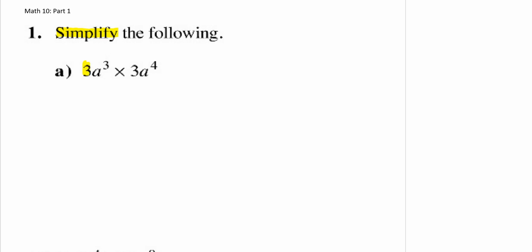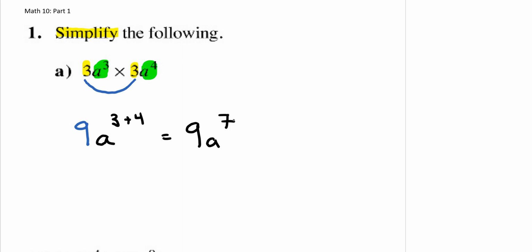As you can see, I have numbers and variables here. So the general rule is you want to multiply numbers with numbers. So 3 times 3 is 9. And the other rule is you want to multiply variables with variables, right? So if the bases are the same, all you have to do is add the powers here. So the variable is a, and we're just adding 3 plus 4. So the final answer is 9a to the power of 7.